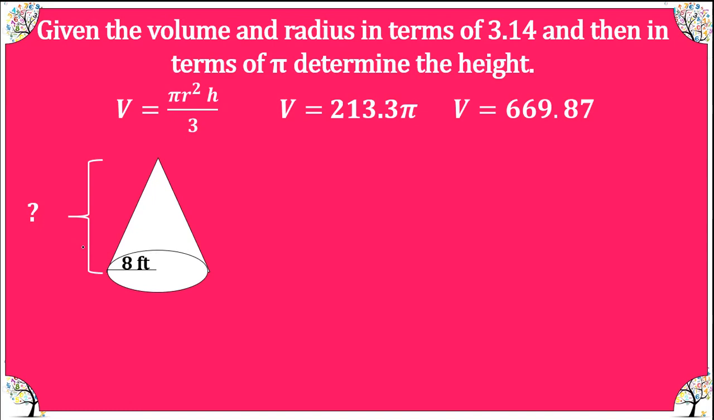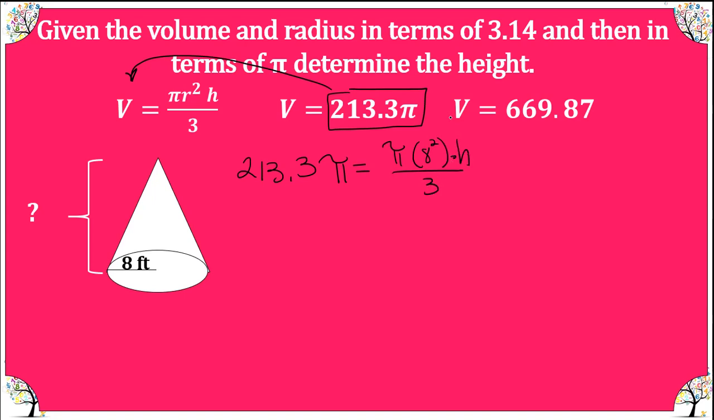This time we're going to find the height. They're going to give us the volume in terms of pi, and then they're going to give us the volume in terms of 3.14. So we're going to plug in this for V, and our radius is 8. So we have 213 3/10 pi is equal to pi times our radius of 8 squared times the height, which we do not know, divided by 3. So we are solving for h.